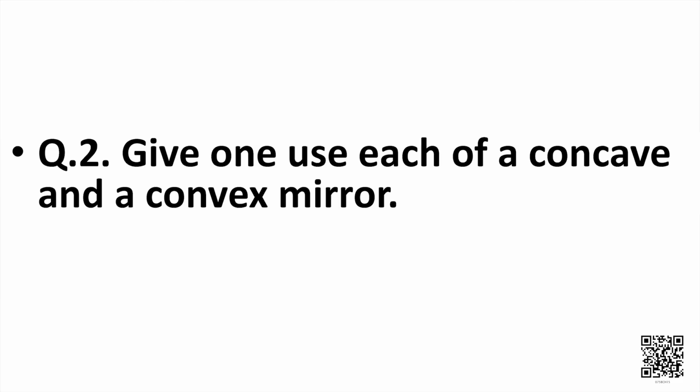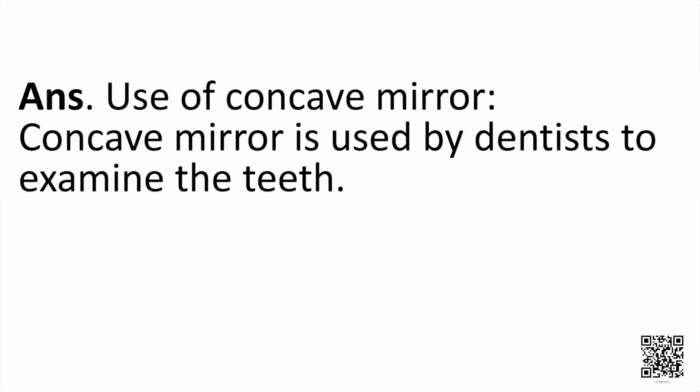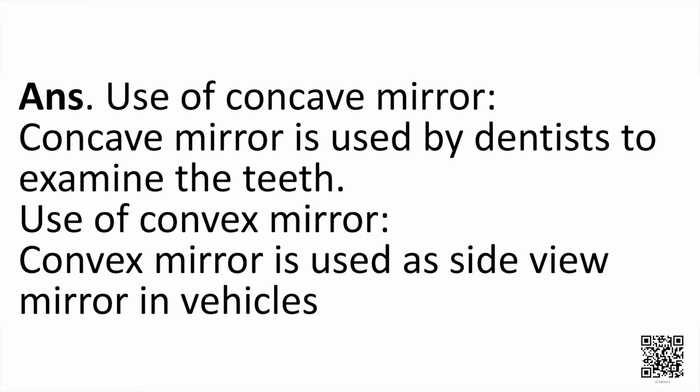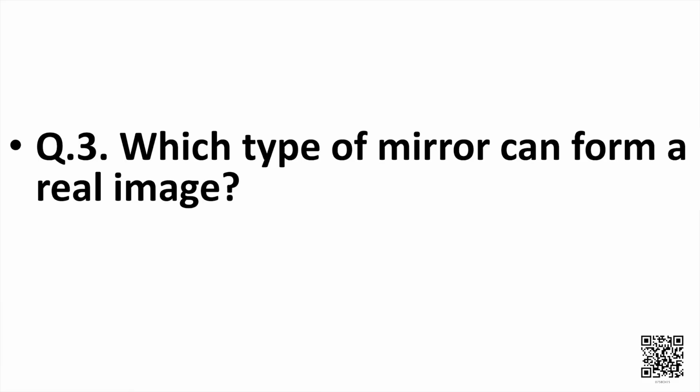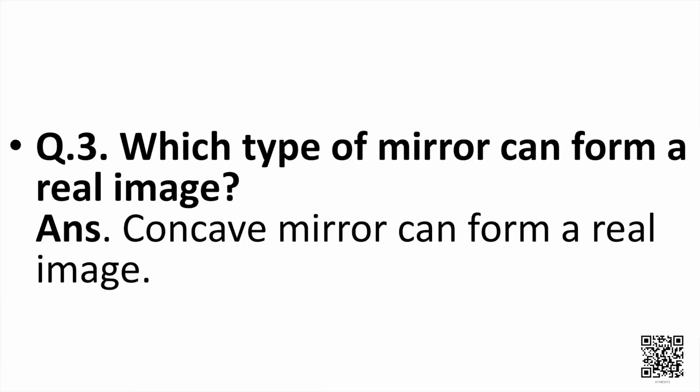Moving on to another question, that is, give one use each of a concave and a convex mirror. So students, the answer of this question is, one use of a concave mirror is, it is used by dentists to examine the teeth, and use of convex mirror is, it is used as side view mirror in vehicles. Moving on to the third question, which is, which type of mirror can form a real image? So students, its answer is very simple. We have learned in this chapter that concave mirror can form a real image.